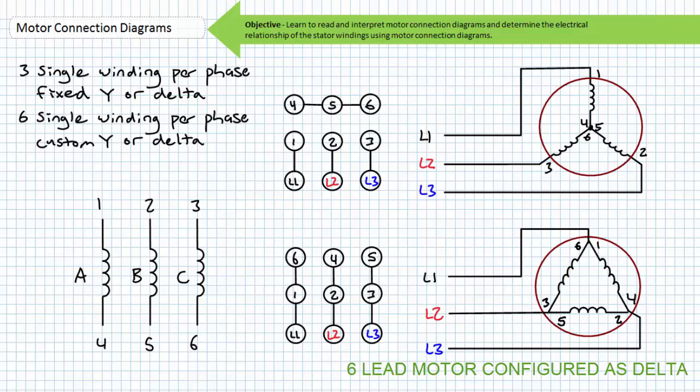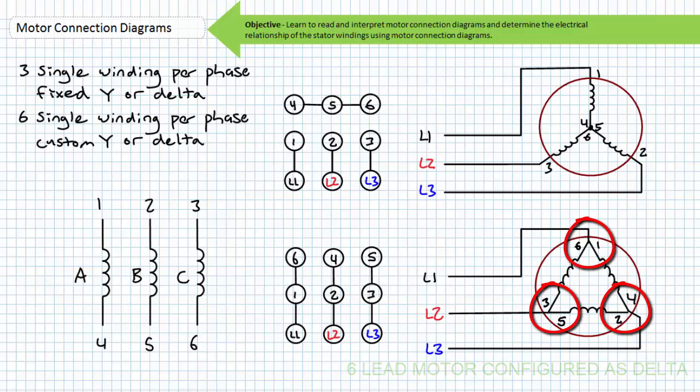If one wanted to place this 6-lead motor in a delta configuration, terminals 4 and 2, terminals 5 and 3, and terminals 6 and 1 are tied together forming a triangular delta configuration, where corners 1, 6, 2, 4, and 3, 5 would be connected to the three-phase AC source, where direction of rotation is determined by the phase sequence.